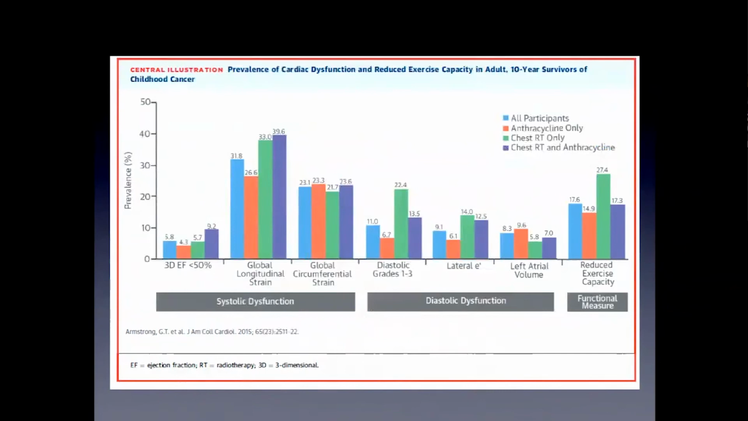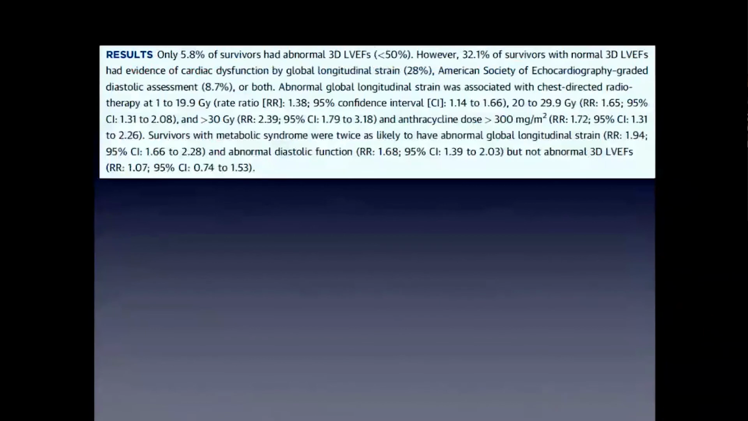What is interesting is that of the patients that have normal ejection fraction, 1 out of every 3 will have either an abnormality of global longitudinal strain or diastology. Now, you may be wondering, do I care? Is it really important to demonstrate these abnormalities in global longitudinal strain and in diastology? Well, the answer is yes, because number one, it correlates with the dose of anthracyclines that the patients receive. It correlates with the dose of radiation that the patients receive. I will show you in a second the data on exercise intolerance and VO2 max.